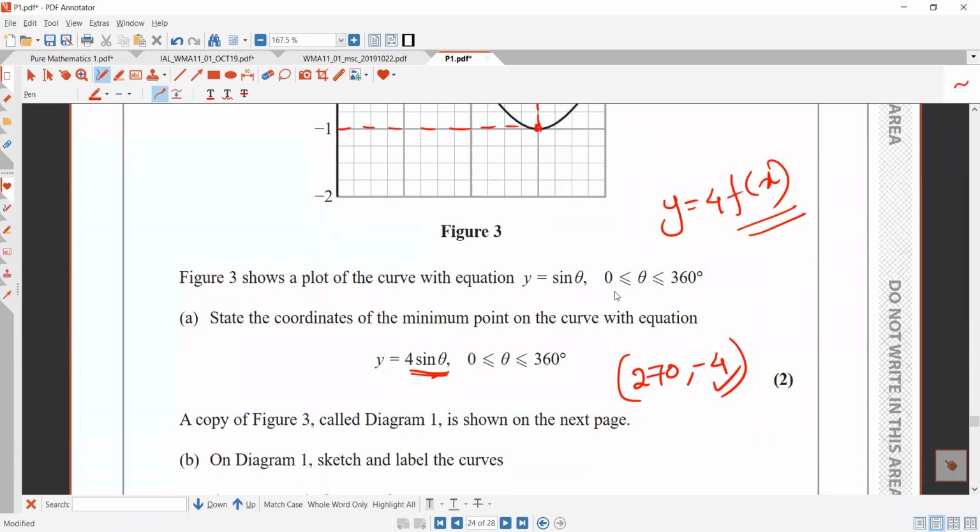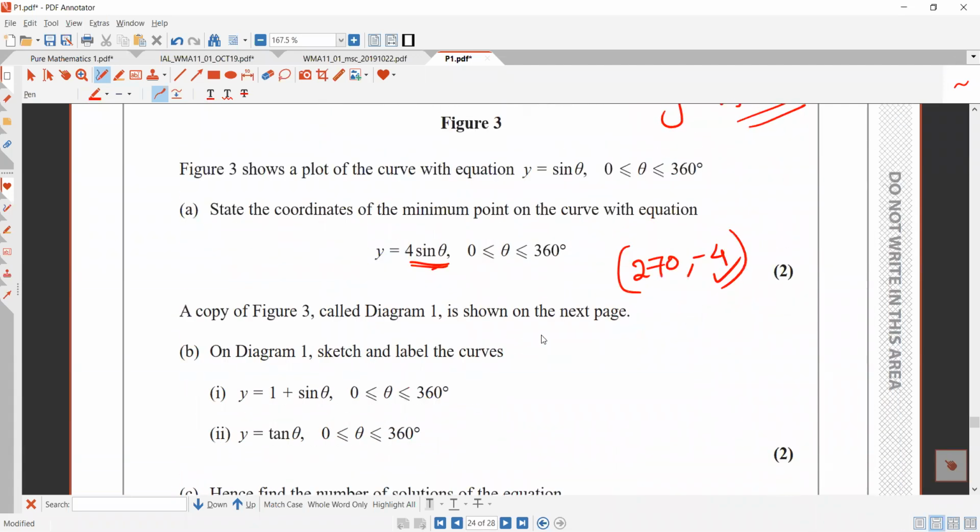Okay, then they're saying on the diagram, you will do this again on your own. It's a sine theta graph. Draw a graph of y equals 1 plus sine theta and y equals tan theta. You will do this. Let me stop the recording. You know how to do this.